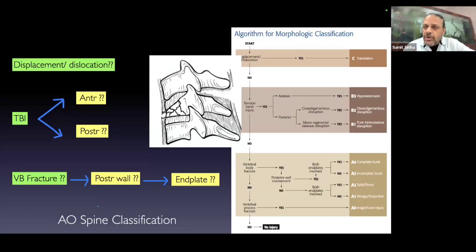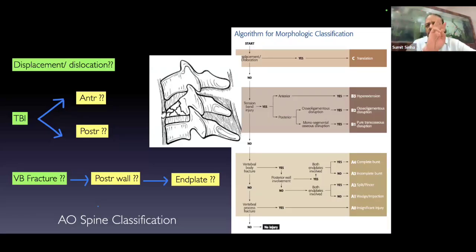The third question which you have to ask yourself is whether a vertebral body is fractured or not. And if the fracture is present, whether the fracture is in the posterior wall, which makes it a type A3 or type A4 injury, or a burst fracture in other words, or whether the fracture is in the end plate. If it is in only the superior end plate, it makes it an A2 fracture. If it is in both the end plates, it makes it an A3 fracture. So this is how you classify.